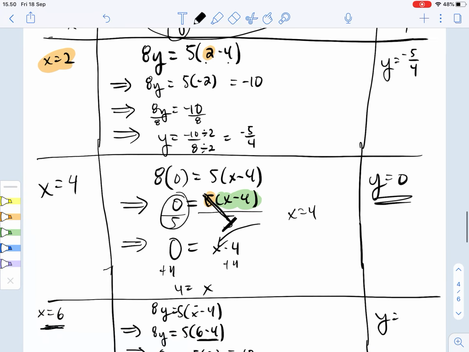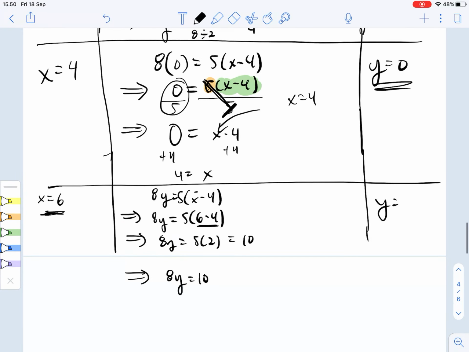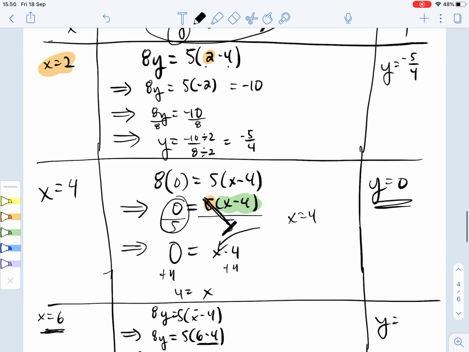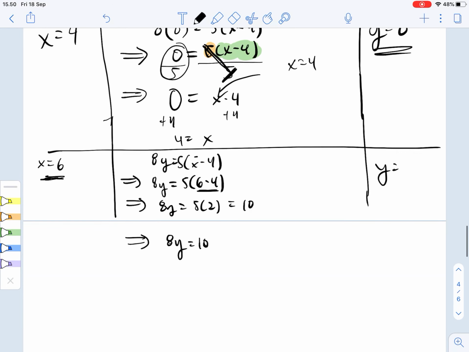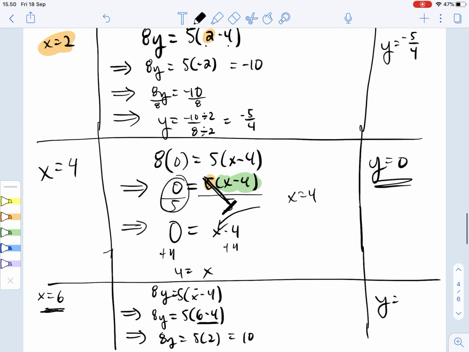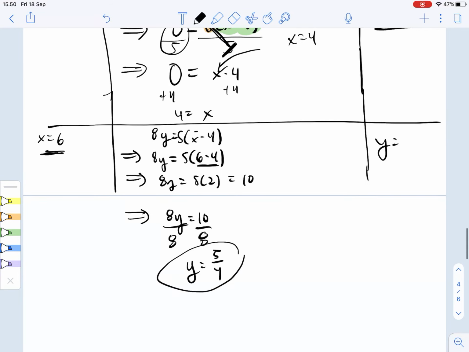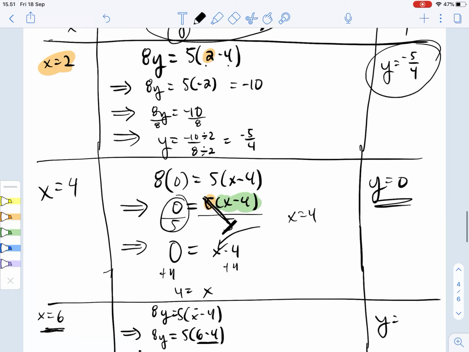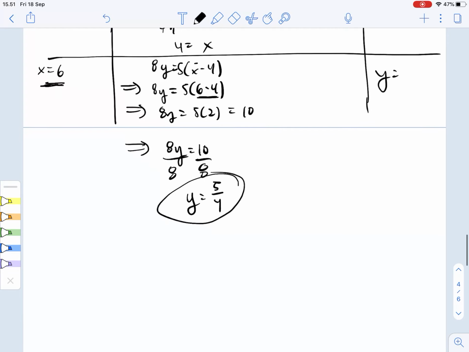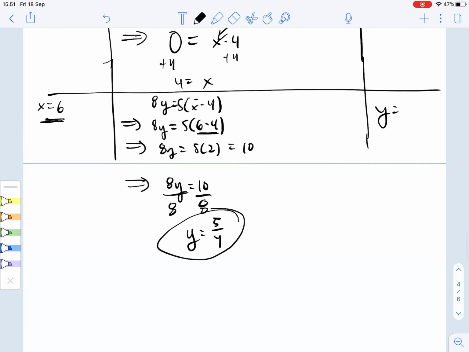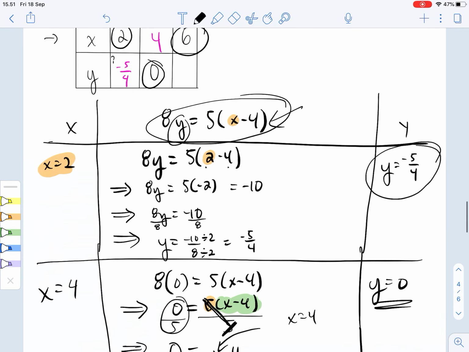And interestingly enough, oh, I see. I divide by 8. Y equals 5 over 4. I was curious because I said y equals 5 over 4, and up here I had y equals negative 5 over 4. And that's okay, but I was making sure I didn't make a mistake. Okay? So boom, y equals 5 over 4.